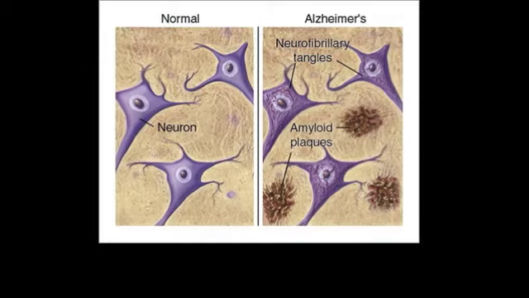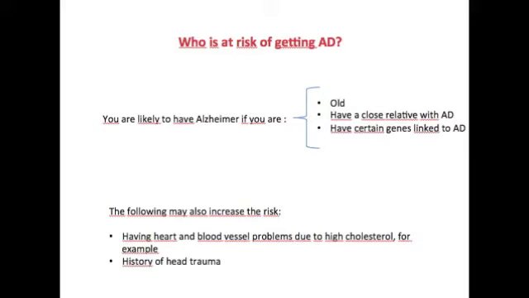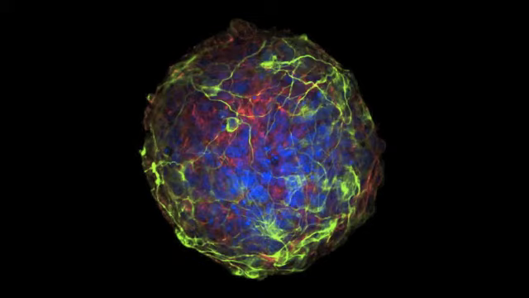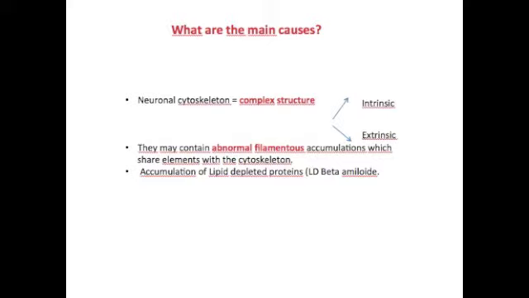The neuronal cytoskeleton is a complex structure responsive to both intrinsic and extrinsic factors. Defined populations of neurons in the brains of patients with Alzheimer's and several other neurodegenerative diseases contain abnormal filamentous accumulations which share elements with the cytoskeleton. Although there is a general consensus that these abnormal filaments do contain cytoskeletal elements, much debate remains regarding which cytoskeletal elements are incorporated and whether the cytoskeletal rearrangement is primary or secondary to other cellular changes.